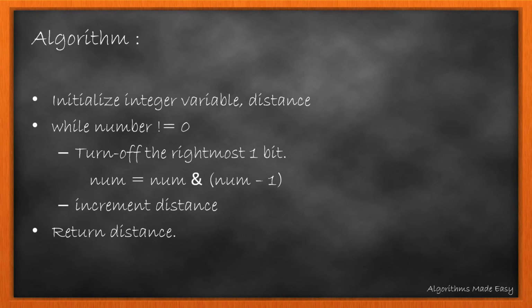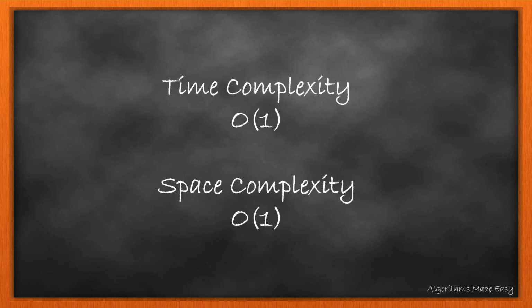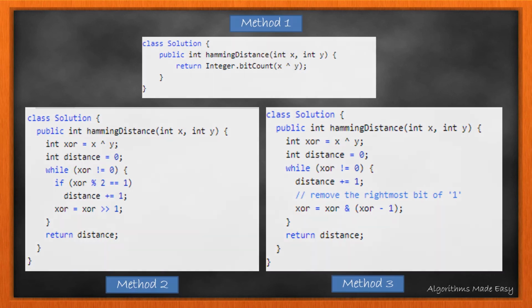Summing it up, here's the algorithm for the optimized method. The time and space complexity for this method is O of 1. Here's the actual code snippet for the method. You can also find the link to this Java code in the description below.